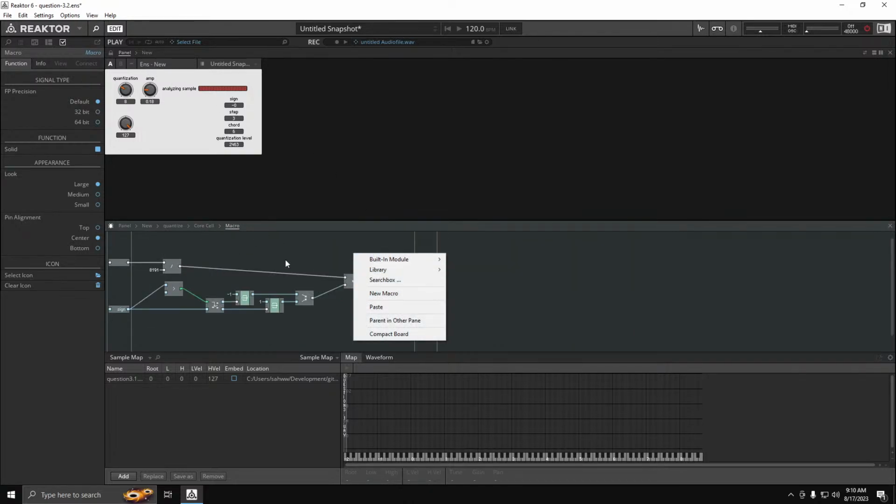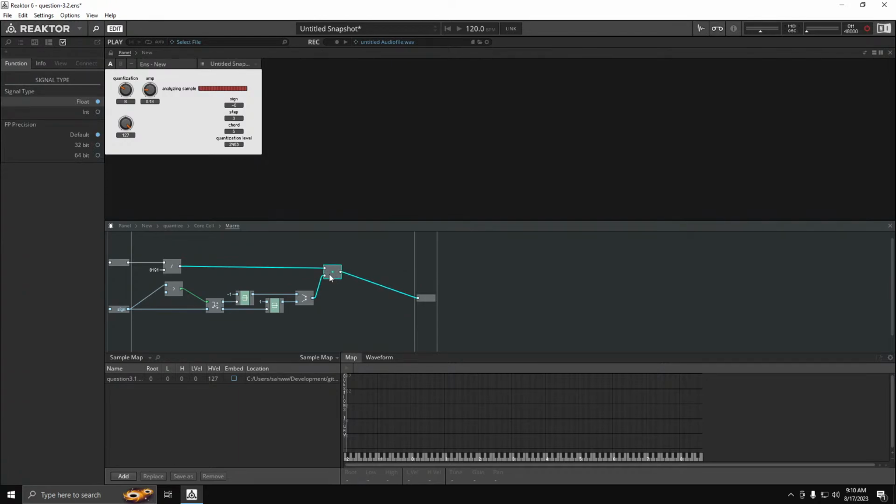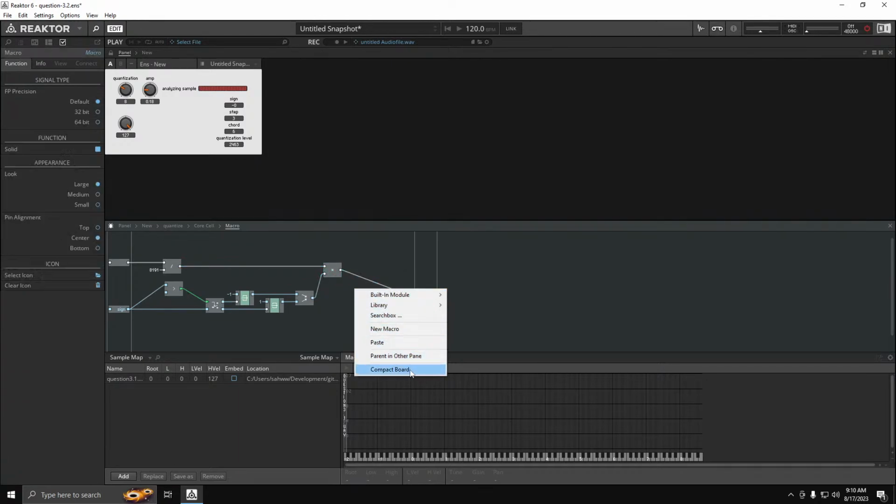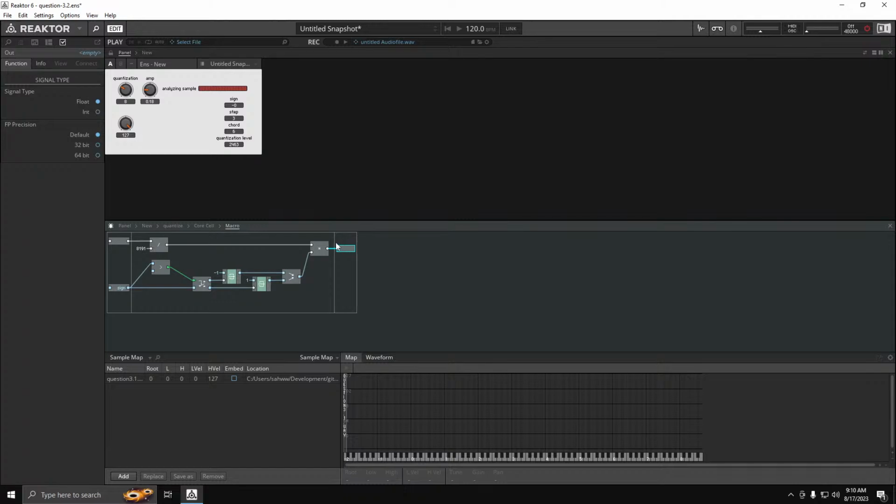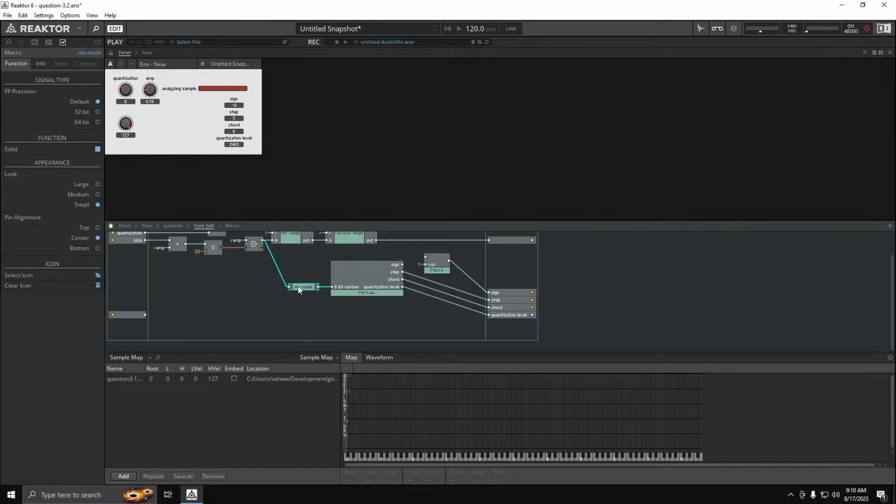I'm confused on what to call this module. I'll put enter mu. I'll just say enter mu and exit mu, I guess.